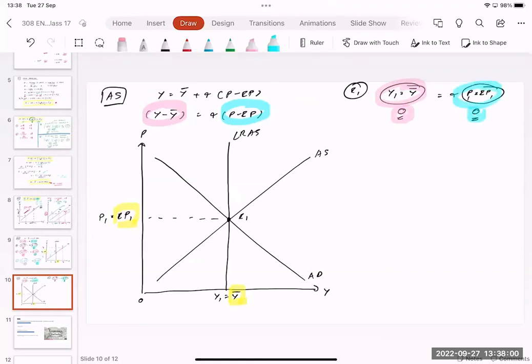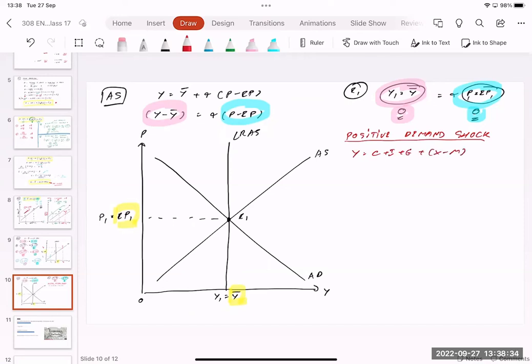Okay, that's it. This is the starting point at the equilibrium E1. Next, for some reason, for example, if I have a positive demand shock, you should remember that the aggregate demand curve comes from the equation Y equal to C plus I plus G plus X minus M, okay?